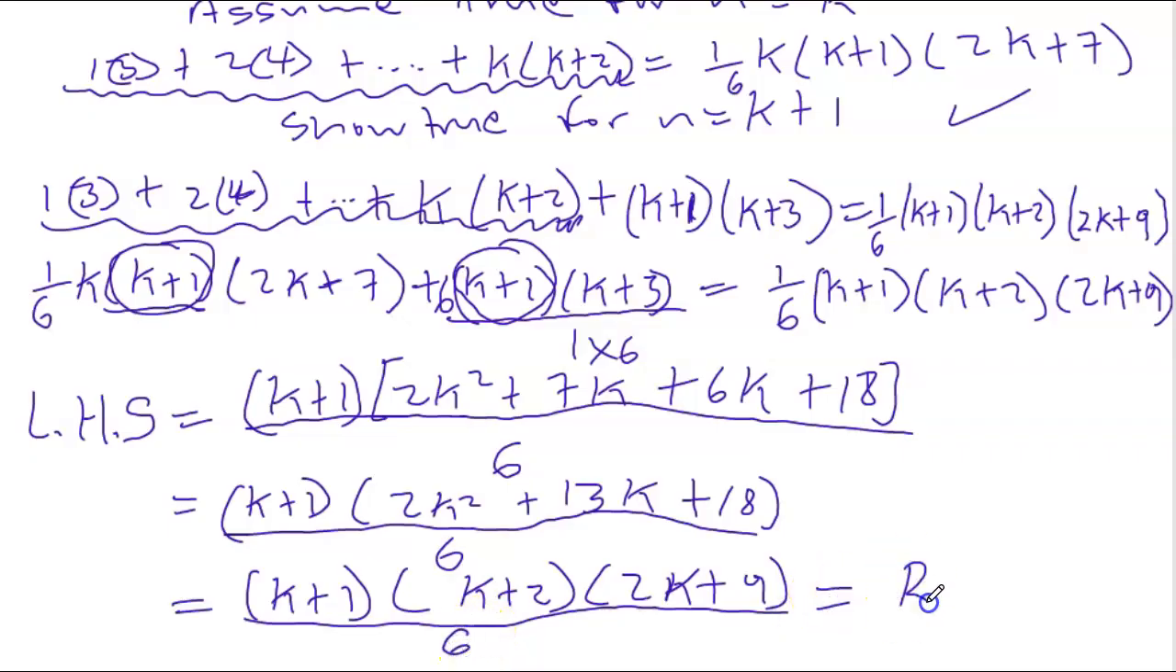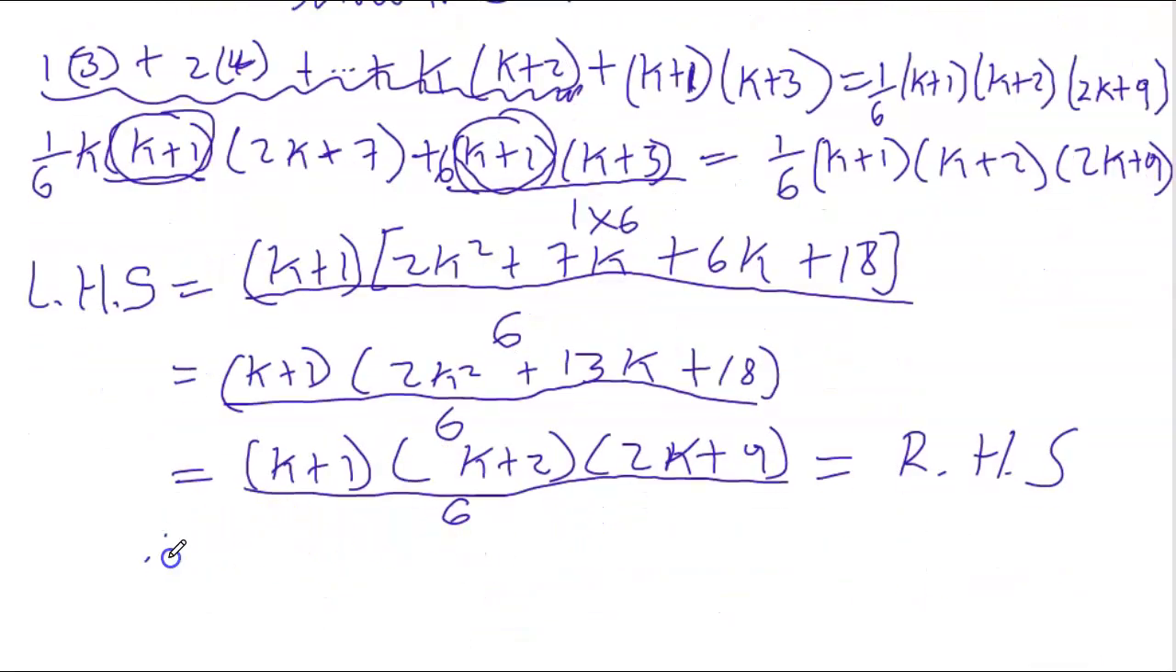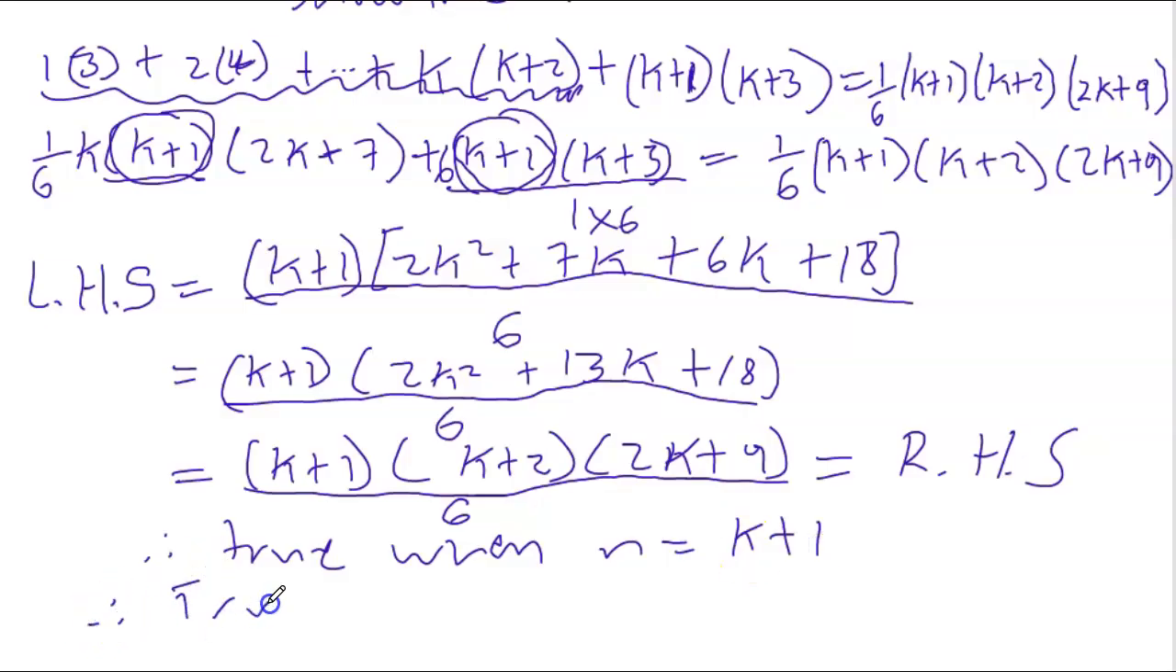Let me just write RHS for right hand side. That's exactly what the right hand side is equal to: 1/6 k plus 1, k plus 2, 2k plus 9. So, therefore, the statement is true when n equals k plus 1. And therefore true for all values of n, for all natural numbers, for all n where n belongs to the set of natural numbers.